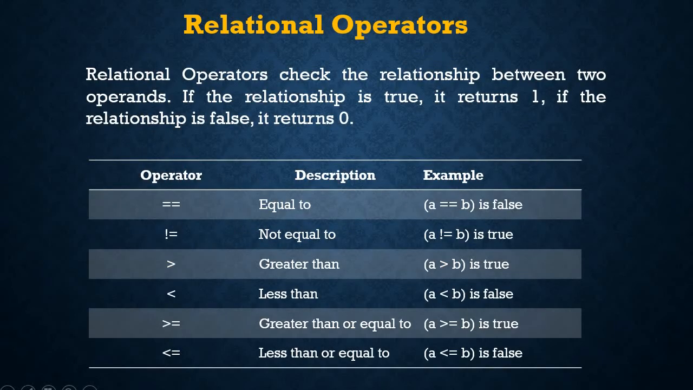Next one, relational operators. We always check the relational operator under an if condition. Wherever we want to check a condition, there we can use the relational operator. A relational operator checks the relationship between two operands. If the relationship is true, it will return the value 1, or else it will return the value 0.